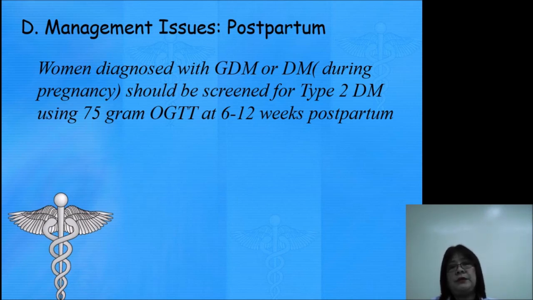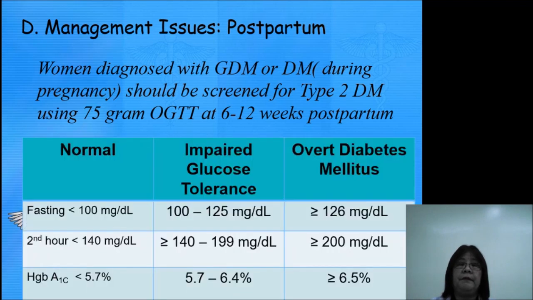All women with GDM or overt DM during pregnancy should be screened for type 2 diabetes using 75 grams oral glucose tolerance test after 6 to 12 weeks postpartum. So you have to follow up all patients with GDM or the so-called DM during pregnancy 6 to 12 weeks postpartum because we want to follow up our patient if she has GDM or she has overt DM.